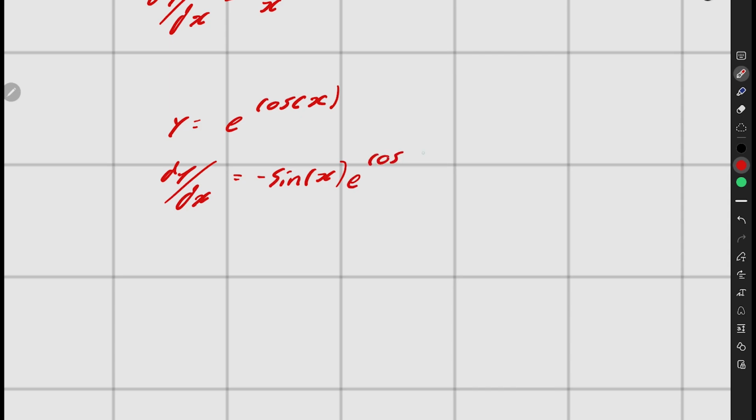And let's do one more. We're going to have y equals e to the cos of x. dy dx equals, we know cos of x differentiates to negative sine x. So we're going to have negative sine of x times e to the cos of x. So that's the rules regarding exponentials, and I also snuck in a few other things as well, just to combine these a little bit.